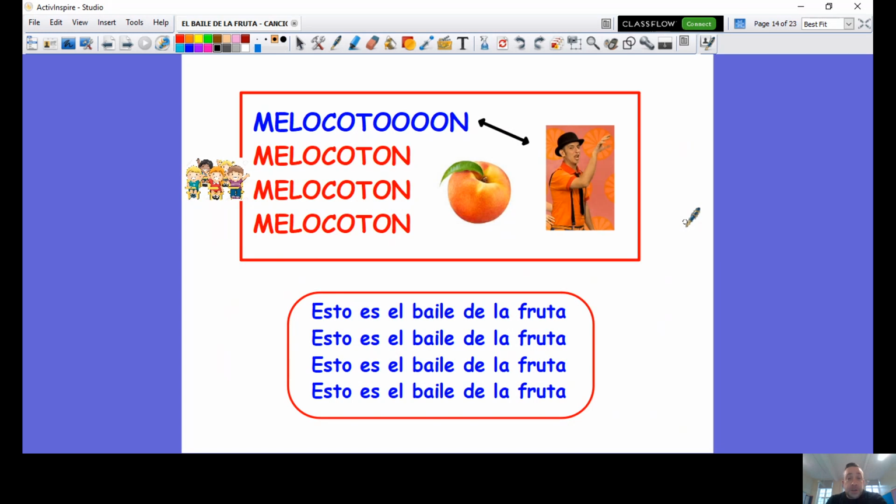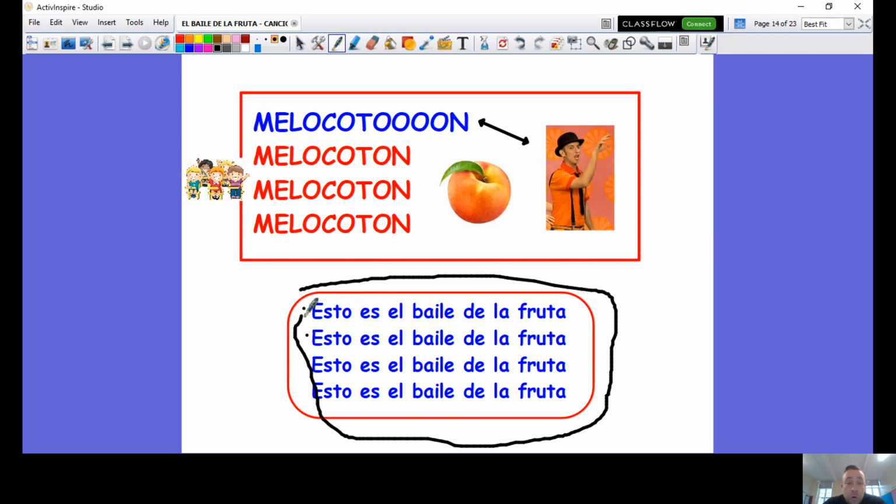Beautiful. When you finish, there'll be a bit of music that goes da da da da da da da. And when you hear the da da da da da da da, you go straight into the chorus.